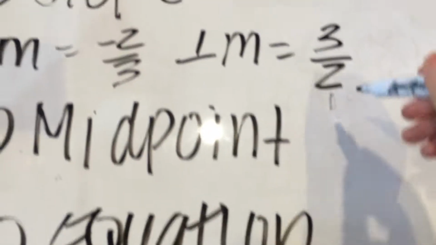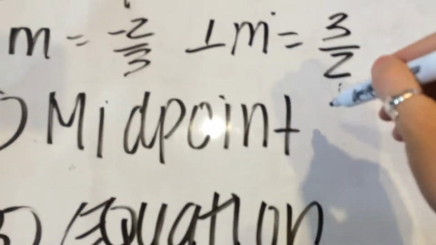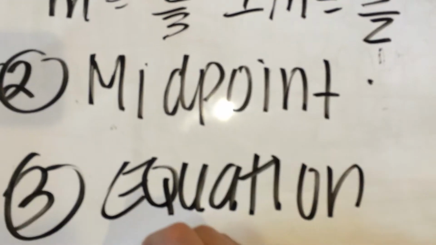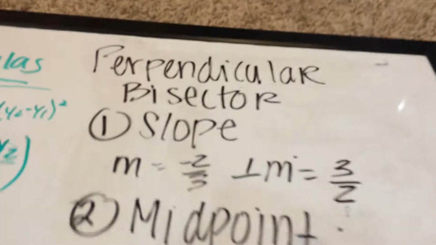So, writing the equation, you are using your new perpendicular slope. You are using that midpoint. You are writing it all out. Nice and neat. So, make sure you have that.